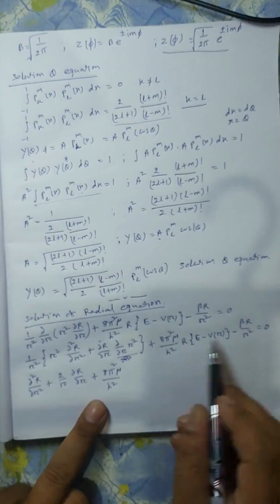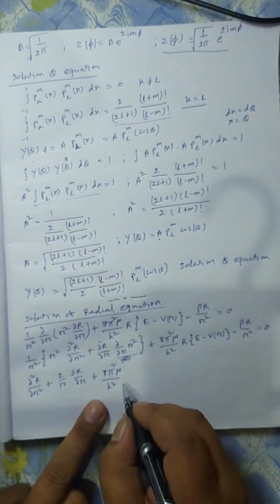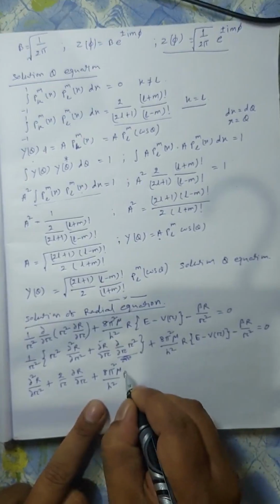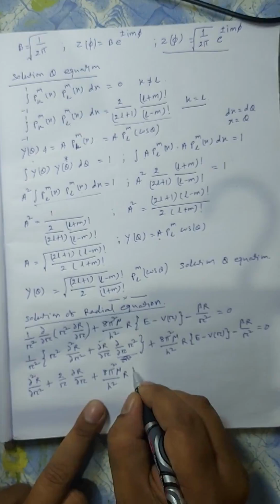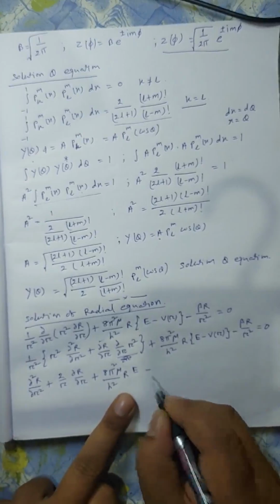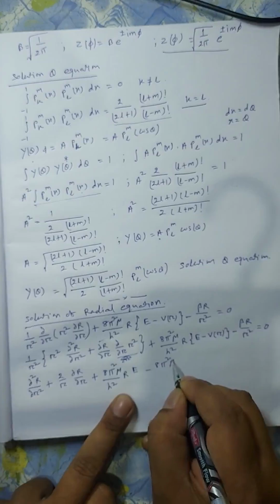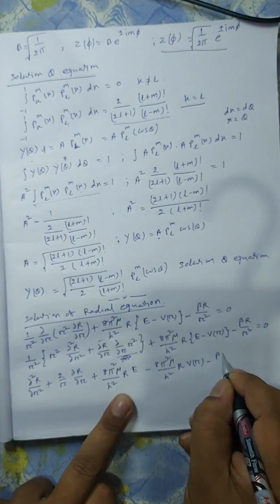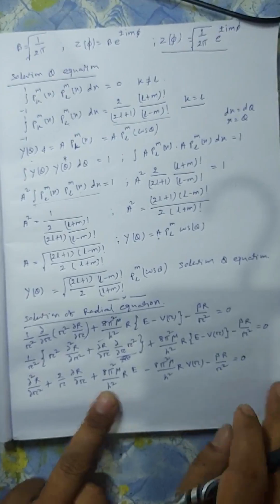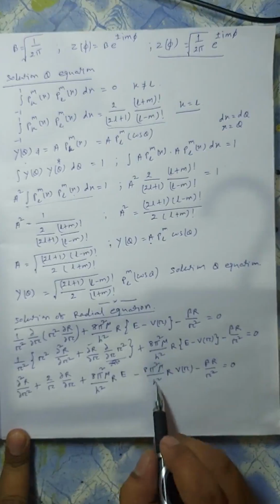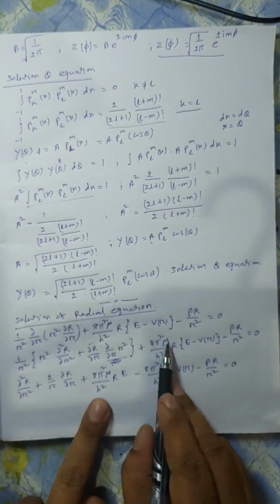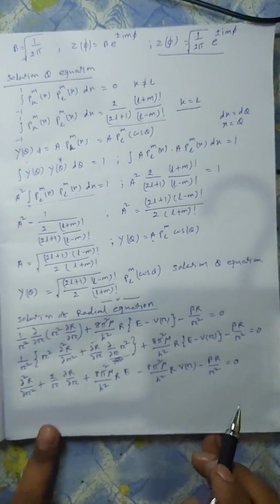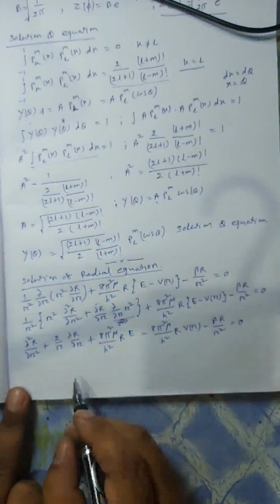Take R common from both sides. You have to multiply with all of this, then take common. This multiplied with this is equal to R E, then this multiplied: minus 8 pi square mu by h square R V(r) minus beta R by r square. That means 8 pi square mu by h square R E minus 8 pi square mu by h square R V(r) minus beta R by r square.